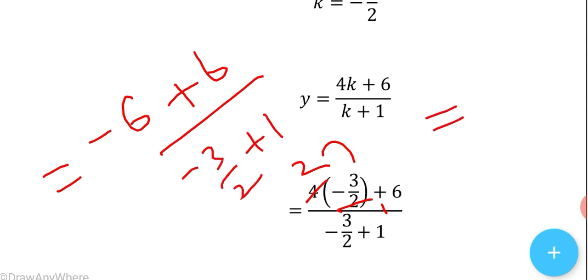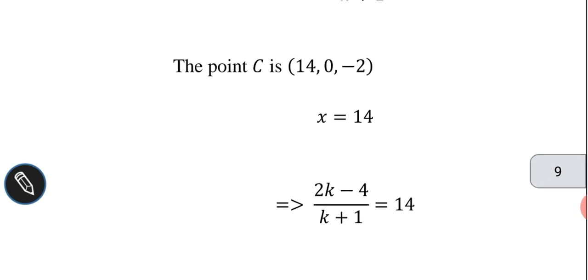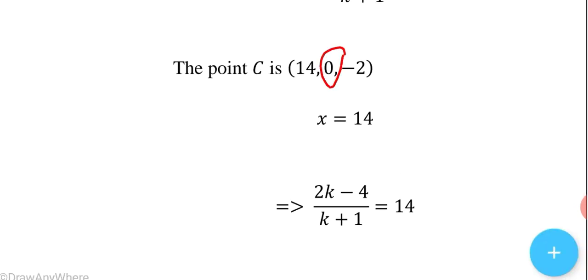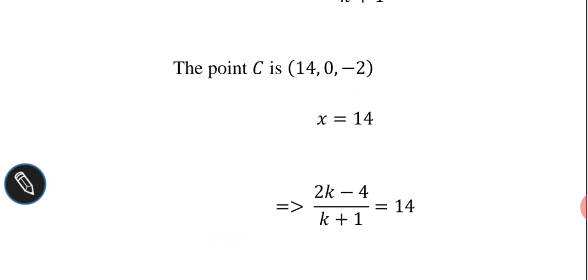So that is equal to -6 plus 6, which means 0. 0 divided by anything is 0. So we can get y is equal to 0, which is the same as the y coordinate in point C. In point C, the y coordinate is 0. For k = -3/2, we got y = 0. So the verification of the y coordinate is over.